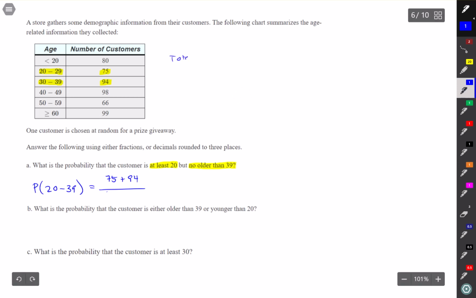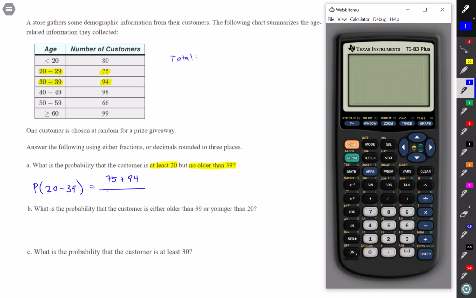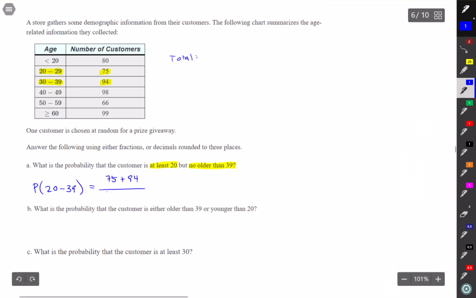So I don't have that right now, but that's easily determined just using the calculator. So I'll go ahead and do that first. So 80 plus 75 plus 94 plus 98, 66, and 99. So we have 512 customers in this survey. So the total is 512.